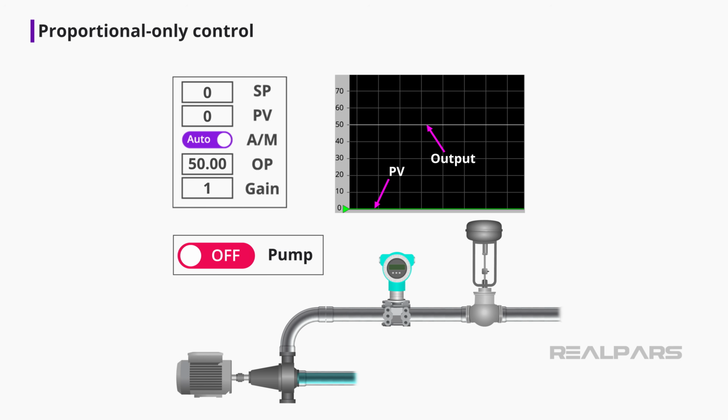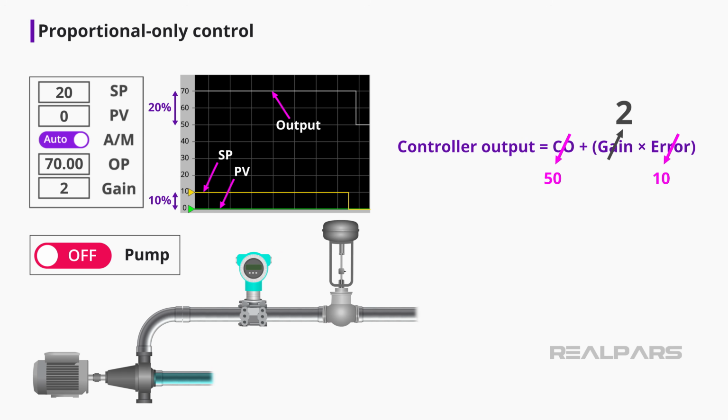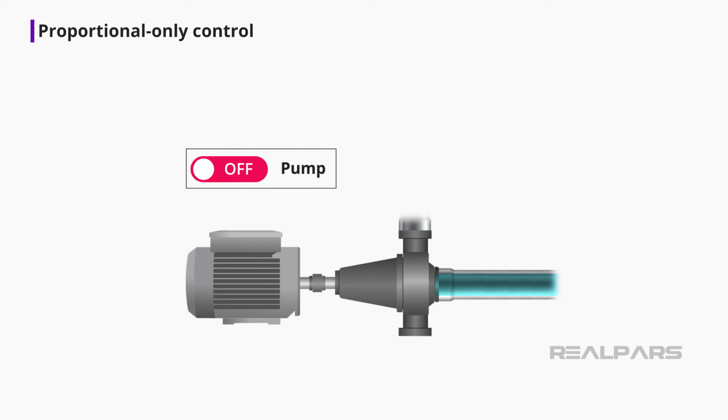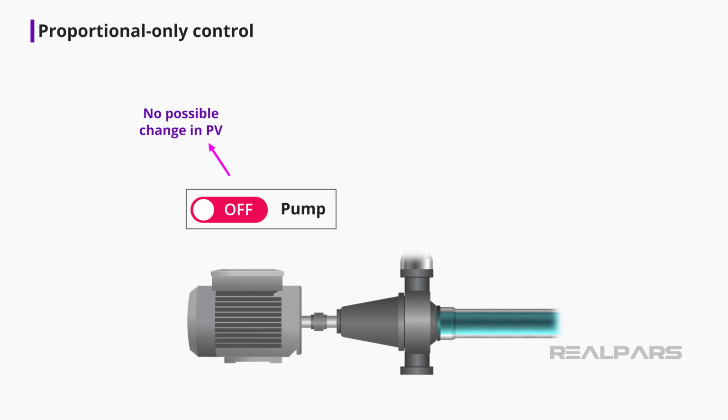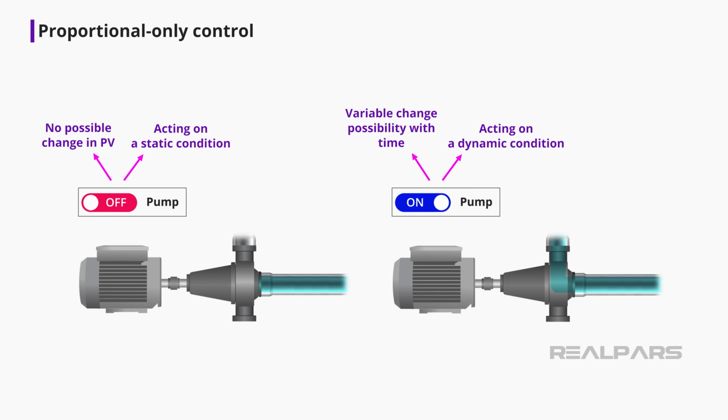Let's try it again, but this time we will increase the gain to 2. This time the CO changed from 50% to 70%, which is a 20% change. Why? Because the gain is now set at 2. Therefore, the proportional action will add 20% to the controller output. Keep in mind that the pump has been off for both of our experiments. With the pump off, we have no possible change in the process variable. Therefore, our proportional action is acting on a static condition. Once the pump starts, we are in a dynamic environment, and variables are changing with time.